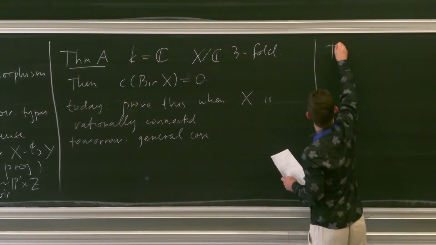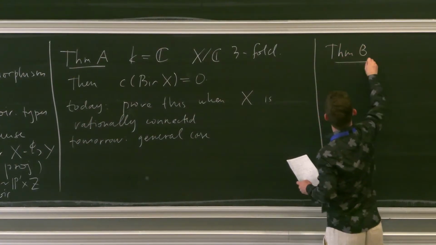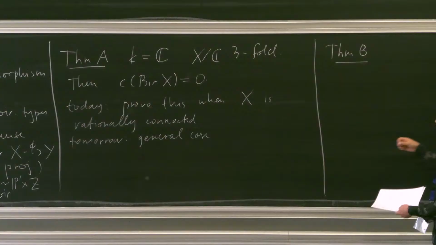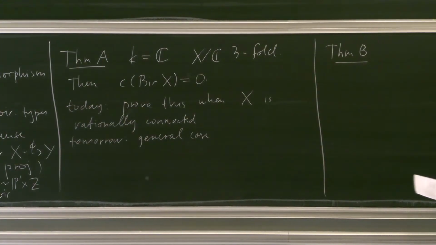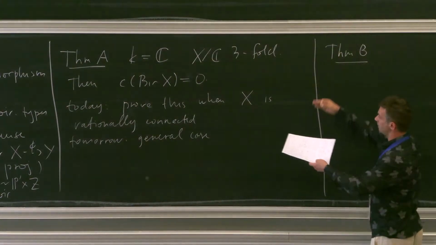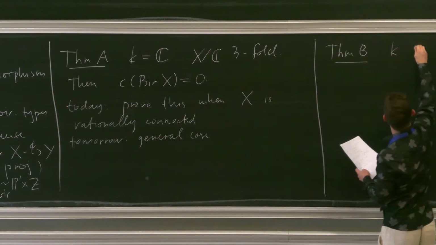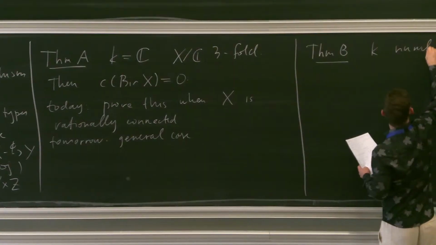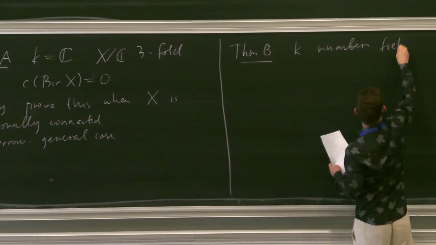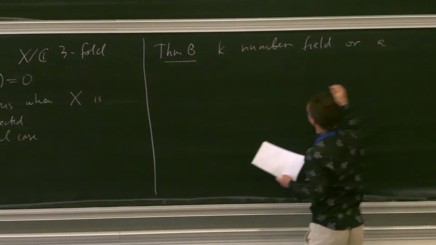And there's theorem B, which is kind of saying the opposite for other types of fields. So this was like a big field. Now I have a small field. So a number field or a function field.